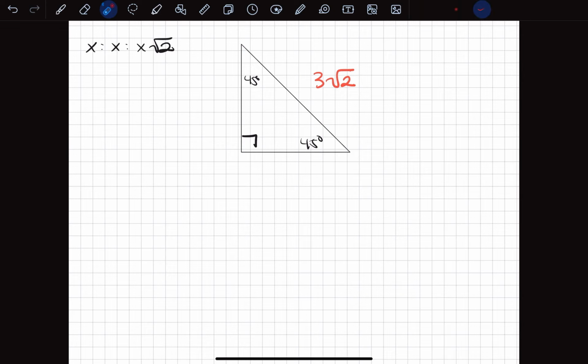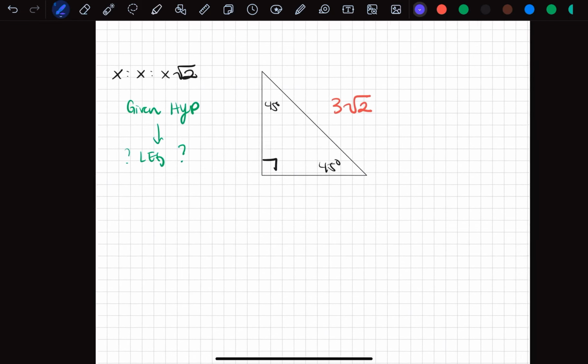Okay. Let's talk about what we're given. We are given the hypotenuse, and our hypotenuse in this case is 3√2. And what we want is the leg value. I have no idea what this is worth and what this is worth. How do I find that?